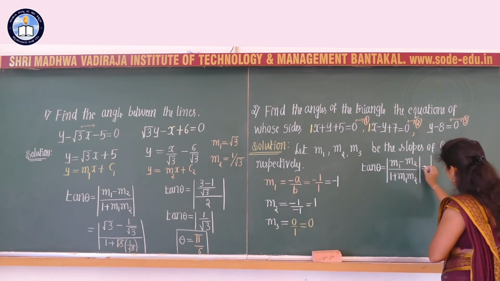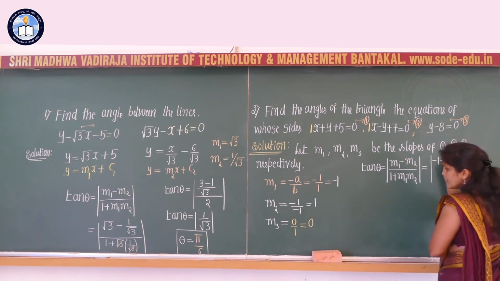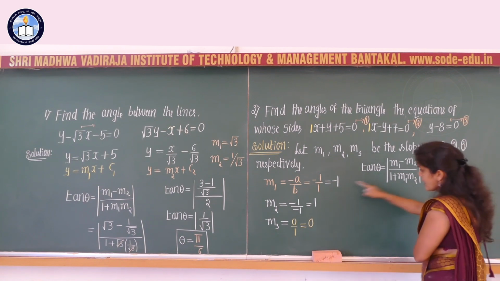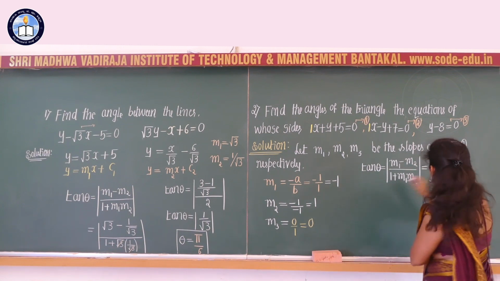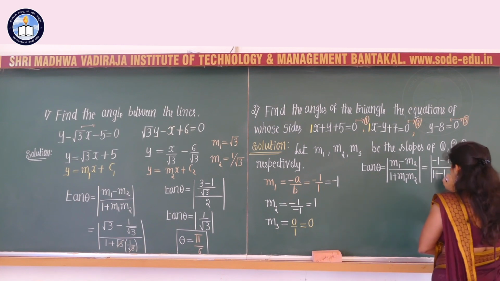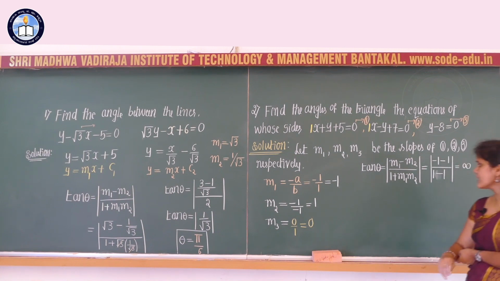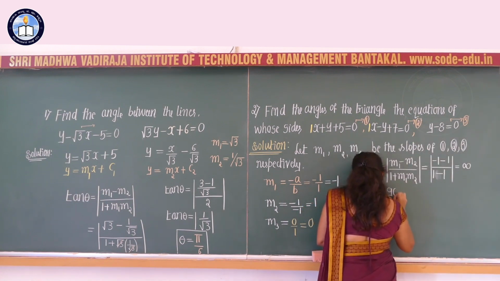So what is tan theta? m1 value is minus 1, minus m2 is minus 1, divided by 1 plus m1 into m2. What is m1 into m2? Minus 1 into 1, that is minus 1. Any value divided by 0 is infinite, correct? So therefore we are getting tan theta equal to infinite, which implies that theta is equal to 90 degrees.